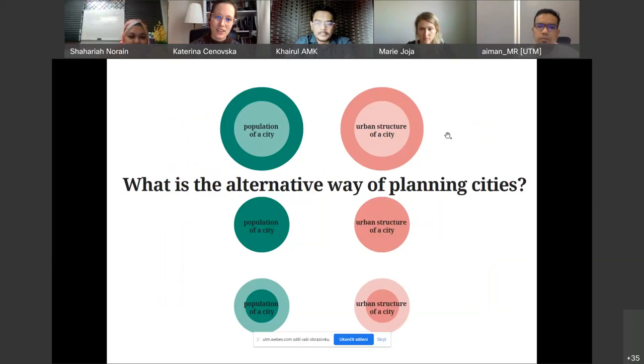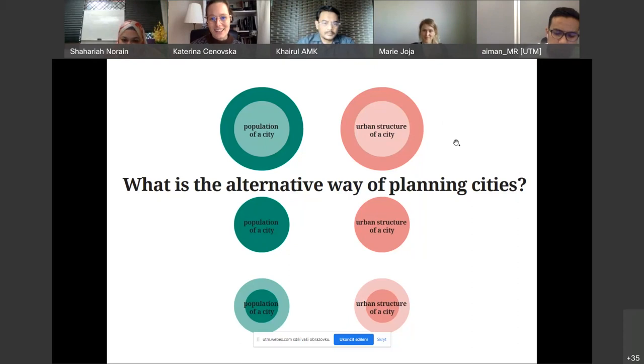So my question is, what is the alternative way of planning cities, and is there a way of planning the cities in a way that we have these types of zoning plans, which if the population is growing, the urban structure is growing. But in the same way, if the population stagnates or it's shrinking, the urban structure reacts to the problem which is happening.